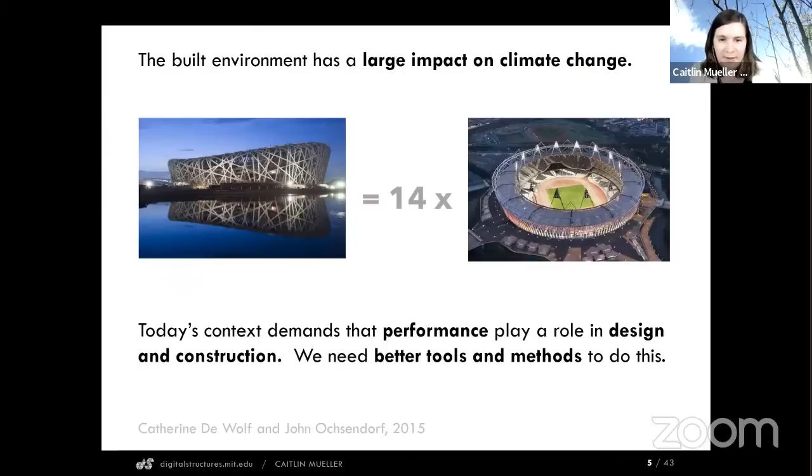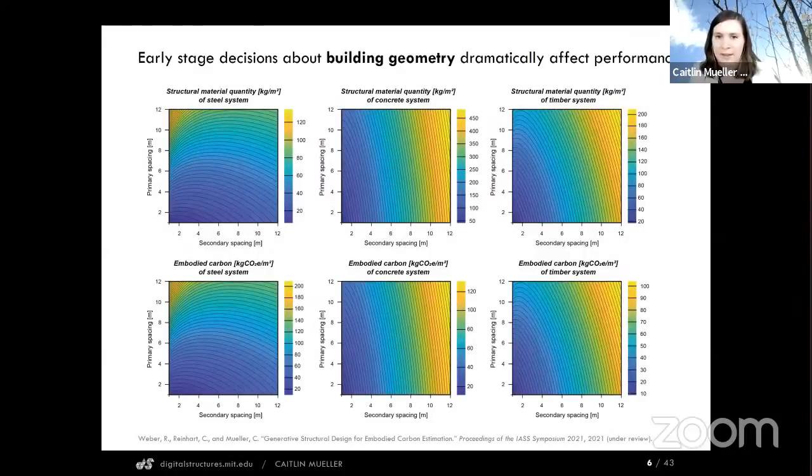And it's been allowed to proliferate in architecture for a long time because performance hasn't always been part of the equation. But I think given today's context, we really need to consider performance in design, ideally early in the design stage, and we need better tools and methods to do this. When I say early in the design stage, I mean at the time where really big decisions about a building or a structure are made.